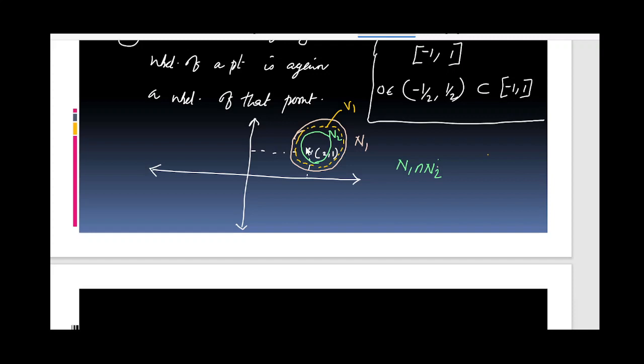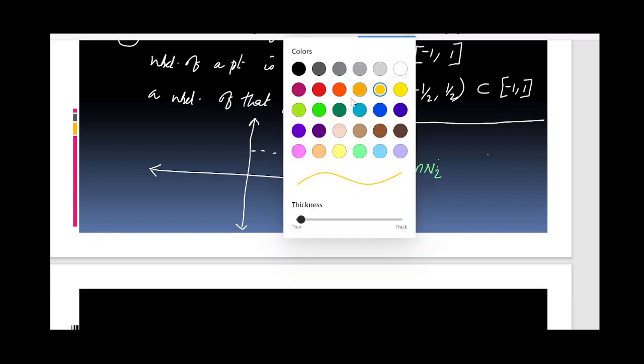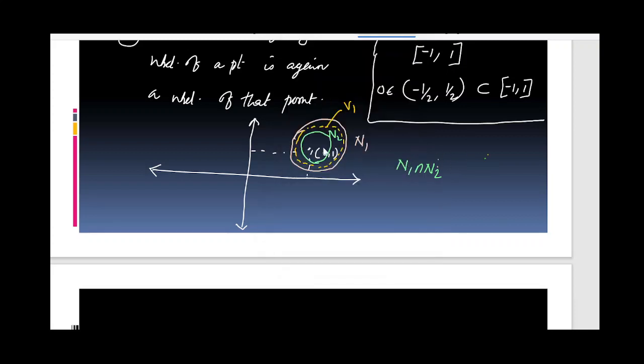Now it's given that n2 is also a neighborhood. So n2 is also a neighborhood means you can go for an open set inside your n2. So suppose this is my open set, which I mention as v2. Now I have got two open sets such that v1 is contained in n1 and v2 is contained in n2.